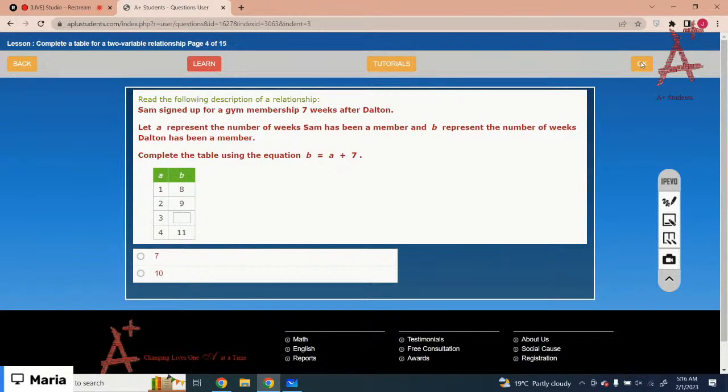So when A equals 3, the value of B equals 7 plus 3, and 7 plus 3 makes 10. So the correct option is 10. Got it?